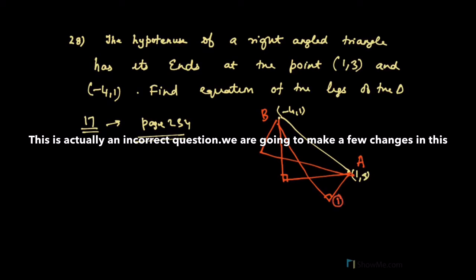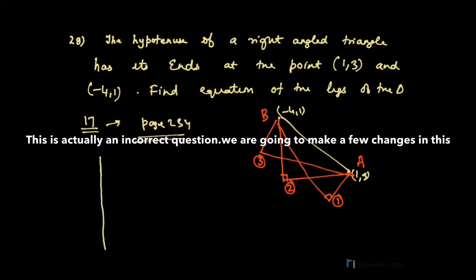So since you cannot find the values or the equations uniquely, we are going to make a few assumptions in the question. We are only going to find that right angle triangle in which one of the sides is parallel to the x-axis and one of them is parallel to the y-axis. So the question is to be changed.